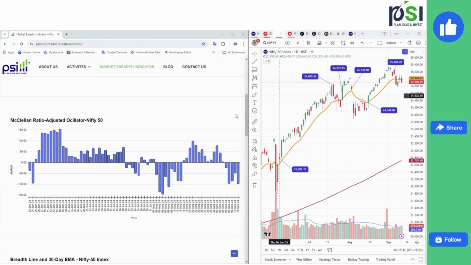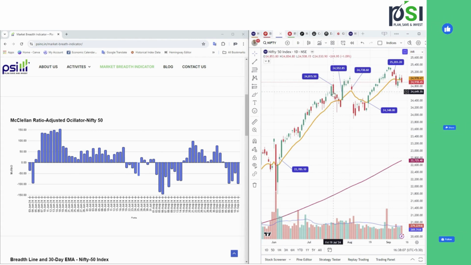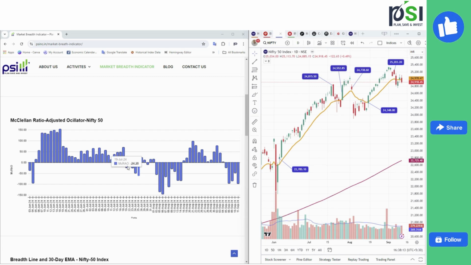So on 19th July, the macro indicator turned from 17 points negative to 24 points. But thrust is not created, because thrust can be created only when it is around 100 points or more. So here it is less than 100 points. So the downtrend started on 19th July. How long did it continue?